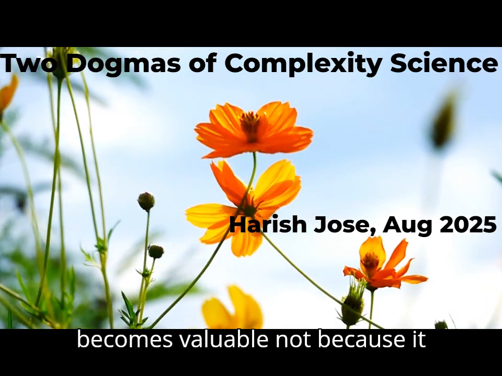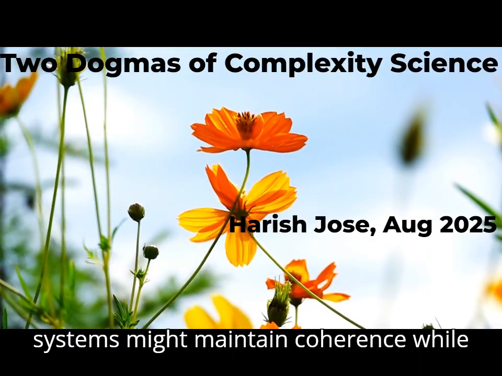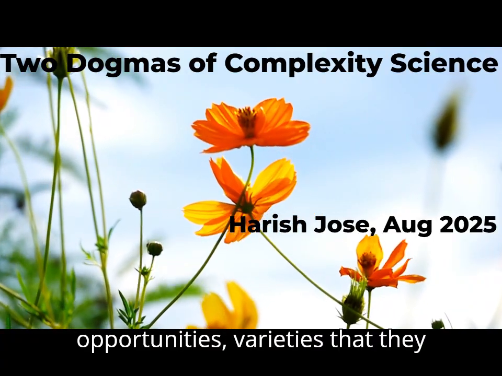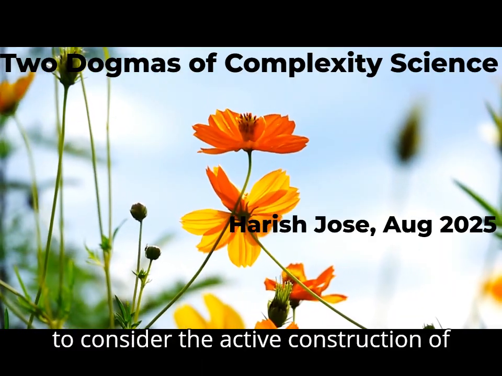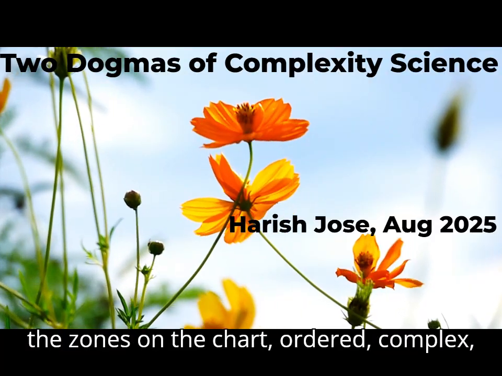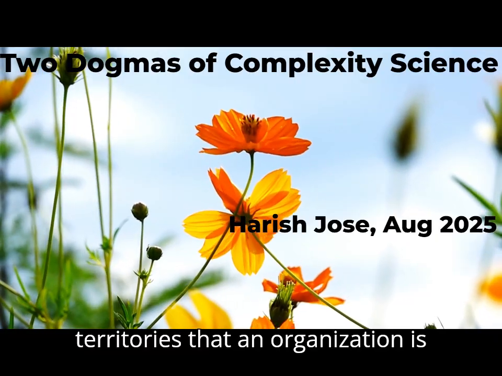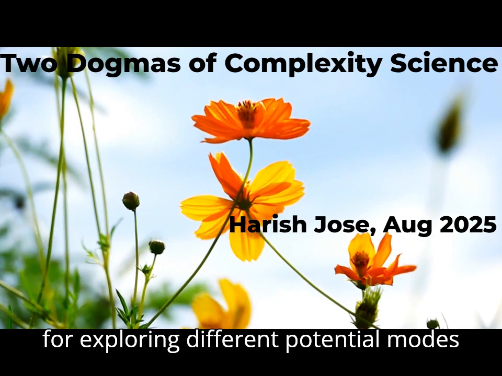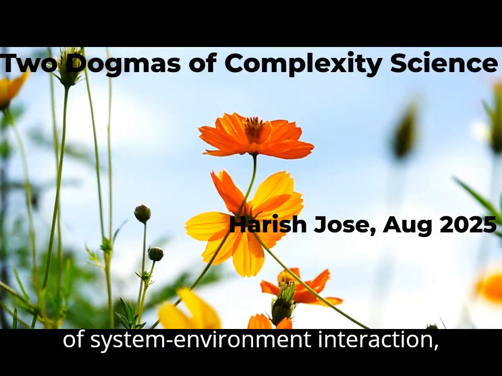The chart becomes valuable not because it represents how organizations really are, but because it helps us think about how systems might maintain coherence while facing varieties of challenges and opportunities, varieties that they themselves help constitute. It prompts us to consider the active construction of reality and our role within it. Okay, so the zones on the chart, ordered, complex, chaotic, they become not objective territories that an organization is definitively in. Right. They become more like conceptual spaces, maybe metaphors, for exploring different potential modes of system-environment interaction, different patterns of coupling.